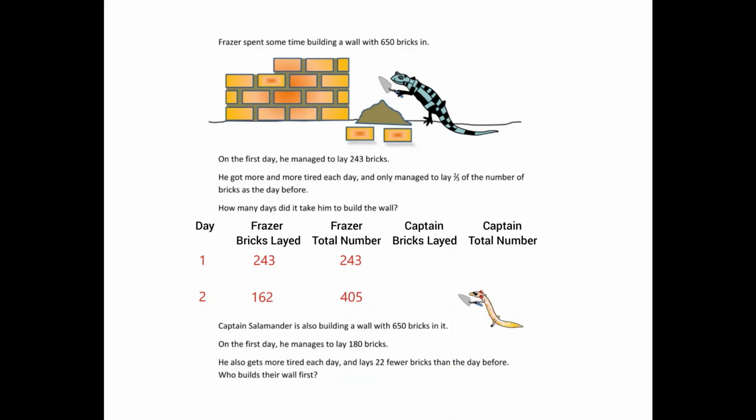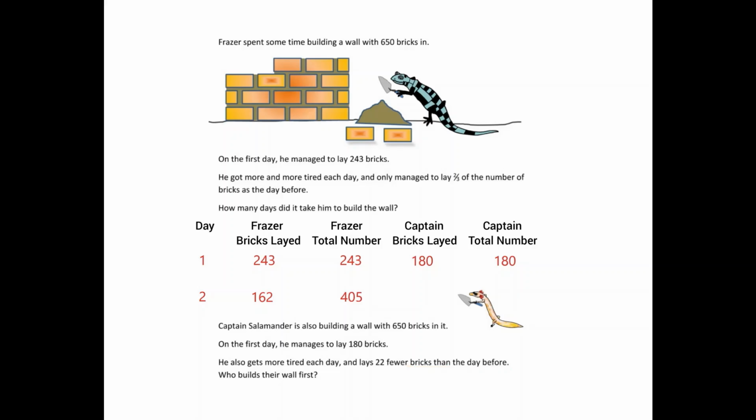It says, he also gets more tired each day and lays 22 fewer bricks than the day before. So we know he put 180 bricks down on day one, and his total number is 180. And then, again, as a great reader, I'm rereading it for the third time. You're doing this silently in your head. Nobody knows. I'm just demonstrating how to think to yourselves. I'm doing it out loud.